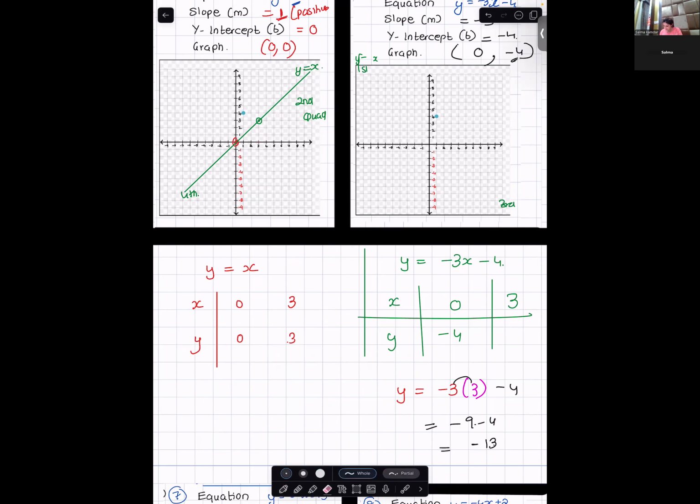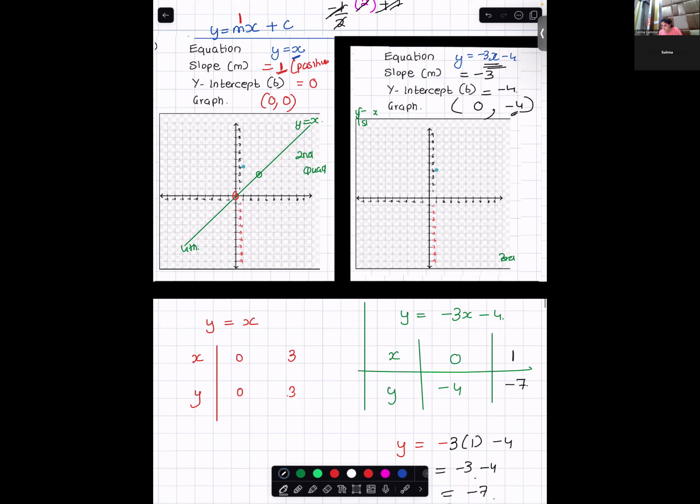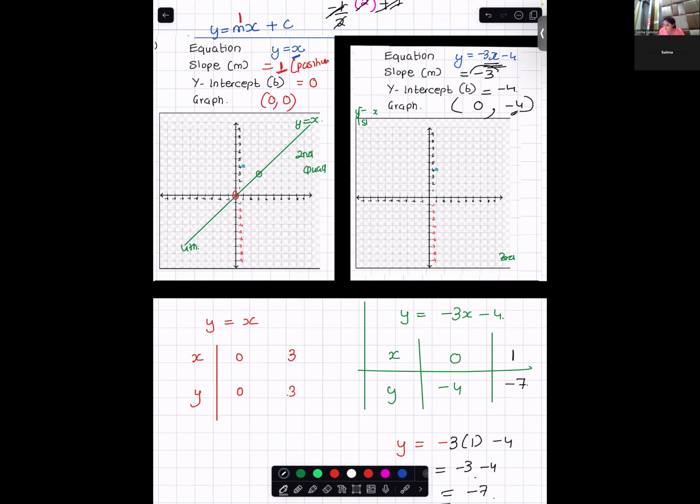It's becoming very big. Let's change it. I don't have place on the graph. I will take x as 1. So when x is 1, y will be minus 3 times 1, minus 4. So minus 3, minus 4, minus 7. So y will be minus 7. You know this has a negative slope.